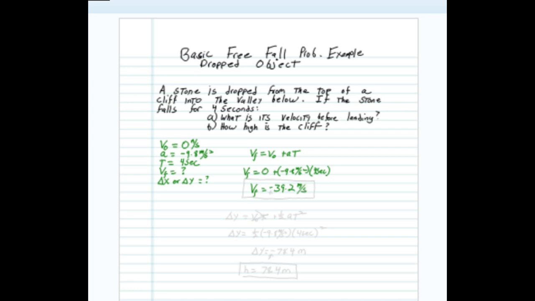Now, a couple of notes about this. First of all, the velocity turned out to be negative. Think about why that makes sense. It's moving in a downwards direction. It's not moving upwards, it's moving downwards. So it should have a negative velocity.